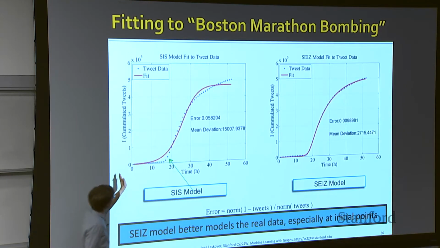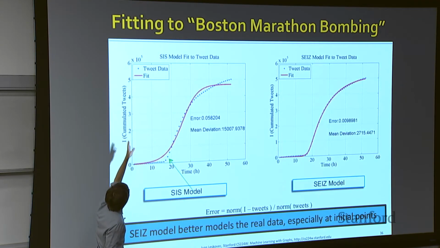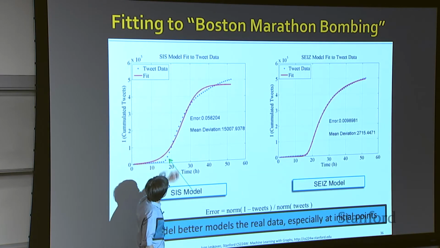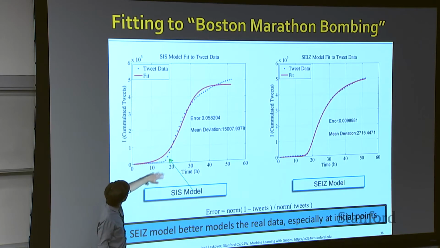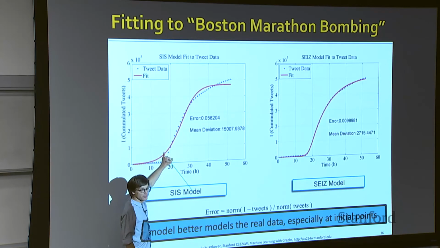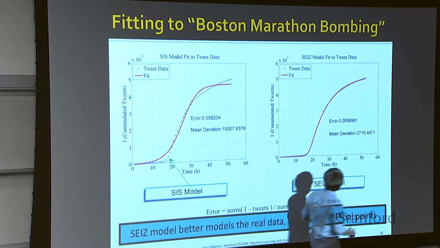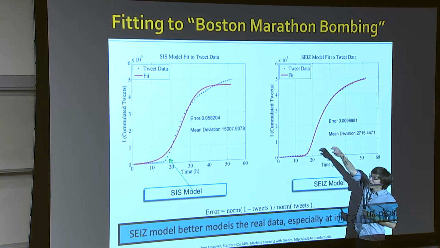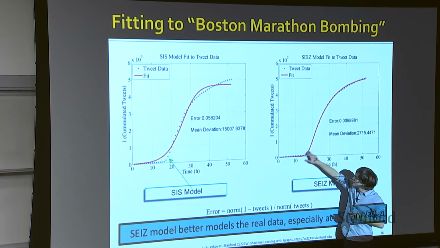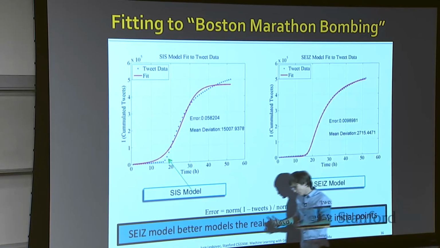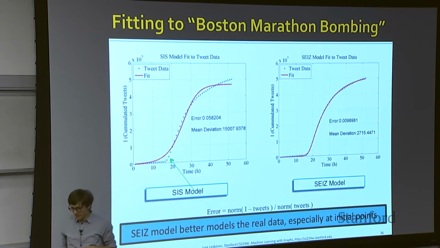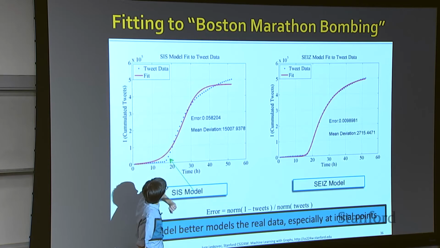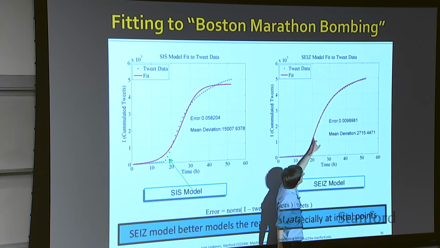This is data. This is time versus the number of tweets. Blue is real data, and red is the model. What this is trying to show is that the SIS model is not able to fit the data, while the SEIZ model is able to fit the data perfectly, right? So they asked, how do I set the parameters of the model so that the red curve fits the blue one? They would just do a grid search over the parameters and pick the best parameter set. So the first thing to see is that basically they can model this thing amazingly well.